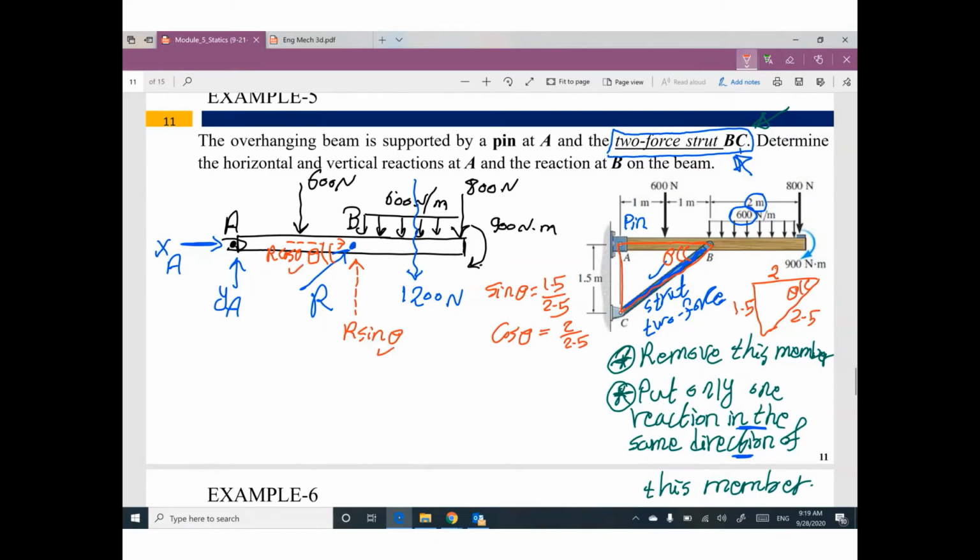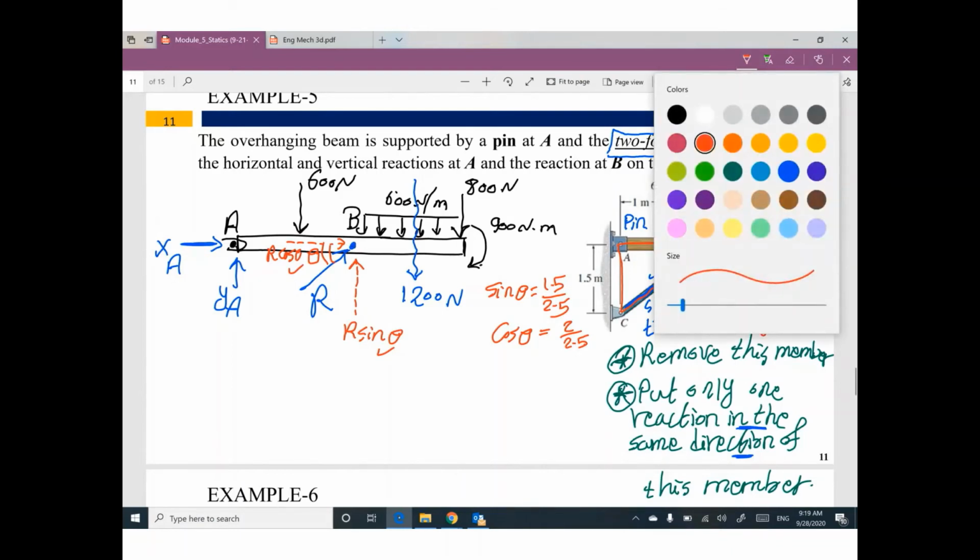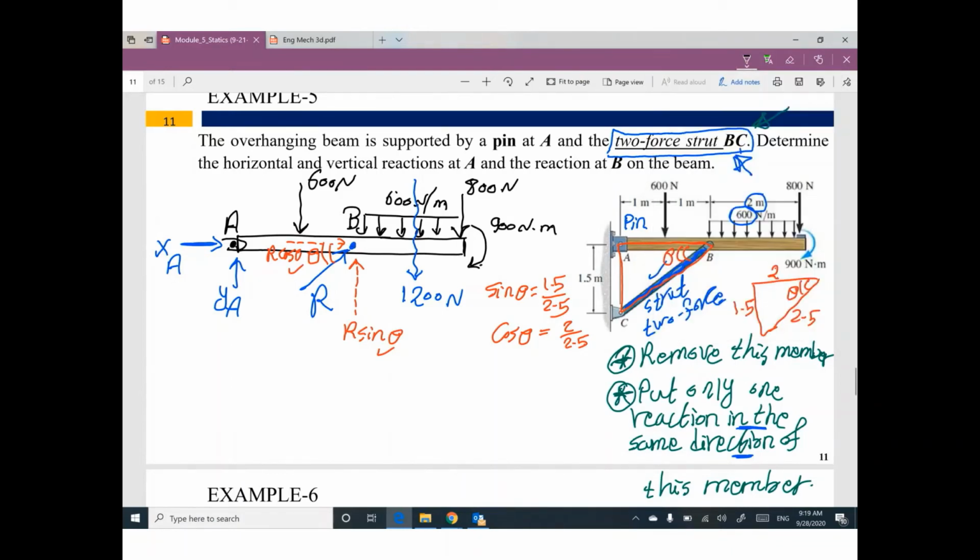Okay, we are ready for the equilibrium equations. Summation of all forces in x equals 0. What do you have in x direction? We have positive XA. We have positive R cosine theta. What else? Do you think we have any more forces in x direction? I think no. XA and this component only equals 0. We have two unknowns, XA and R. I cannot do anything. This is equation number 1.